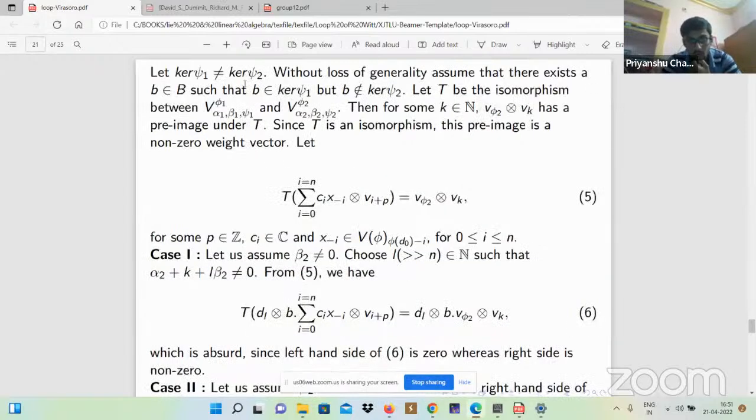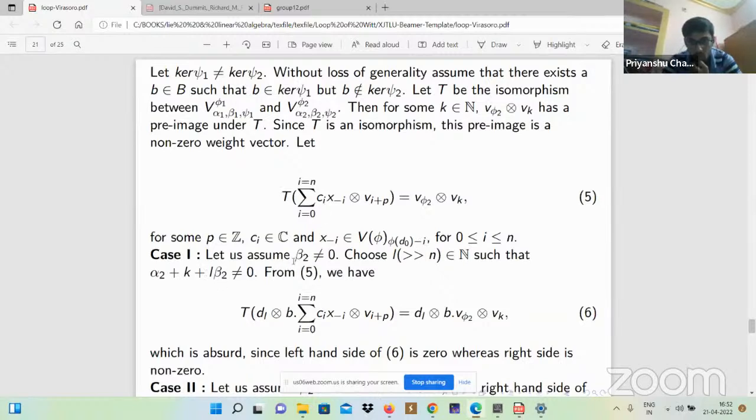Let kernel ψ_1 not equal to kernel ψ_2. Without loss of generality, we can assume there is b in kernel ψ_1, but b does not belong to kernel ψ_2. Since T is an isomorphism between these two, there exists V^φ ⊗ v_k that has a pre-image under this T. Since T is an isomorphism, the pre-image of this non-zero vector will be a non-zero vector. Let T of this equal to this, and this ξ will come from V^φ ⊗ D_0 minus i, because of the weight space decomposition of V^{φ,α,β,ψ}.